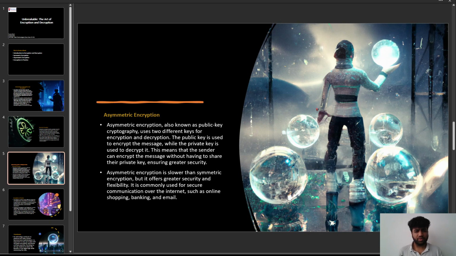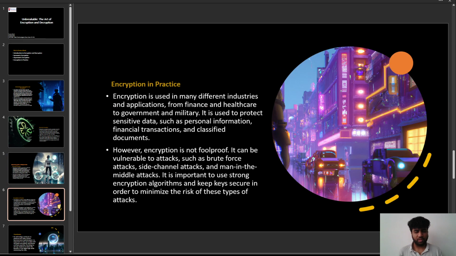Asymmetric encryption is slower than symmetric encryption, but it offers greater security and flexibility. It is commonly used for secure communication over the internet, such as online shopping, banking, and email. Now let's talk about encryption in practice.